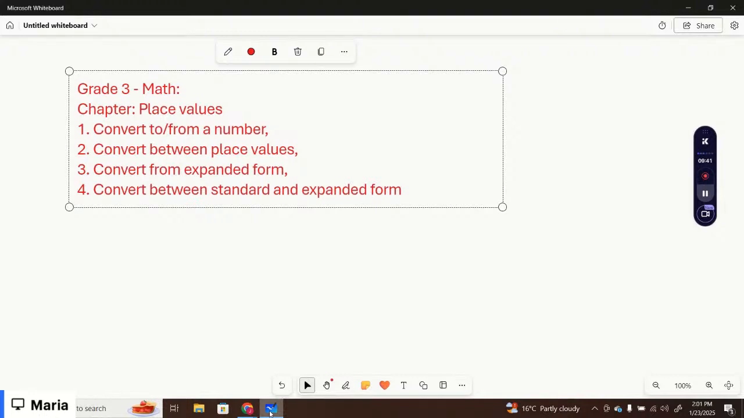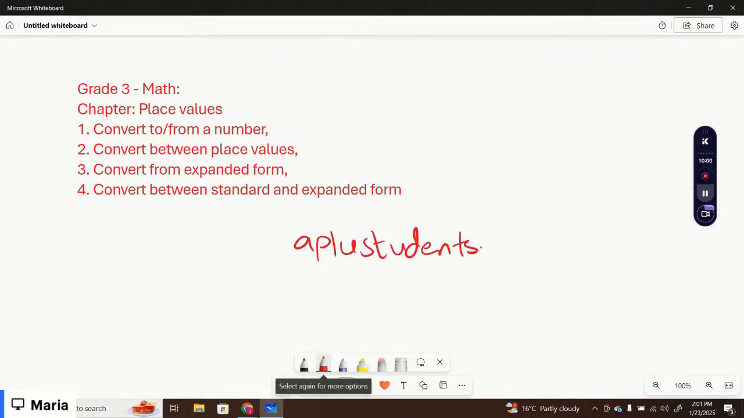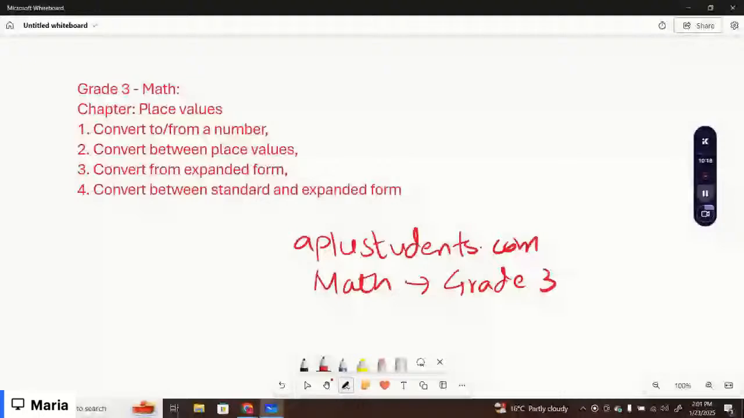You can find all the lessons on aplusstudents.com. You have to log in there using your email address and password as provided by the administrator. And then you have to select math from the subject tab to all lessons. There you can find a list of the chapters.